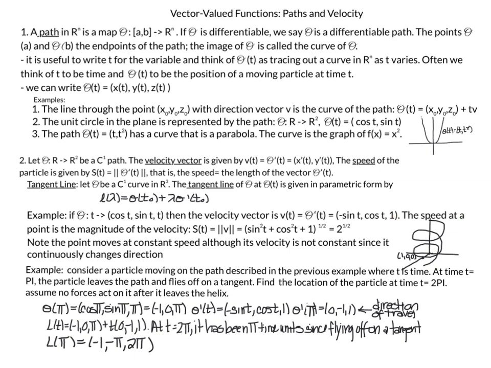So the speed at a point is the magnitude of the velocity. So speed is the magnitude of our velocity vector. That's going to be the square root of sine squared of t plus cosine squared of t plus 1, which is equal to the square root of 2. And note the point moves at a constant speed, although its velocity is not constant, since it is continuously changing directions.